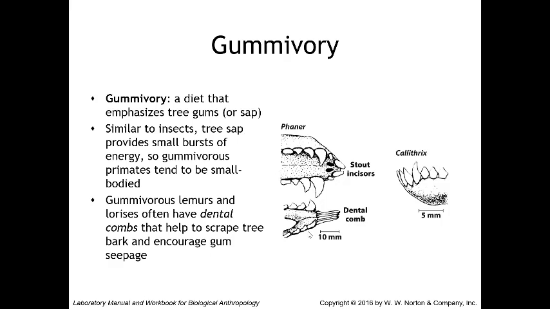Again, gums are easy to digest like insects, so gummivorous primates also have relatively simple and short digestive tracts. So in addition to some lemurs and lorises, many marmosets are also gummivorous as well.